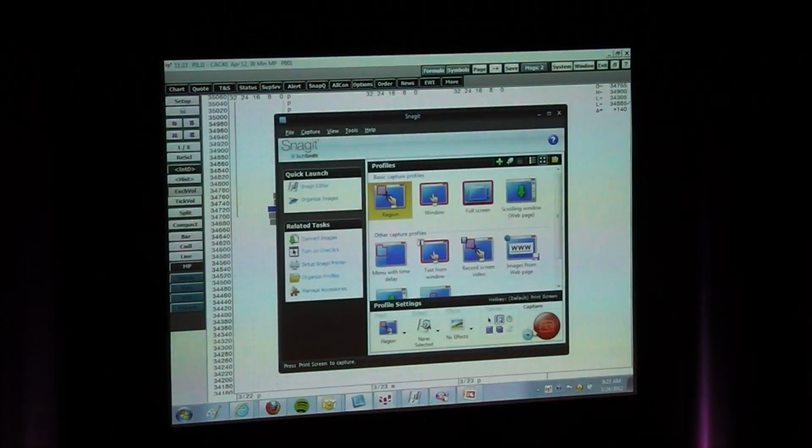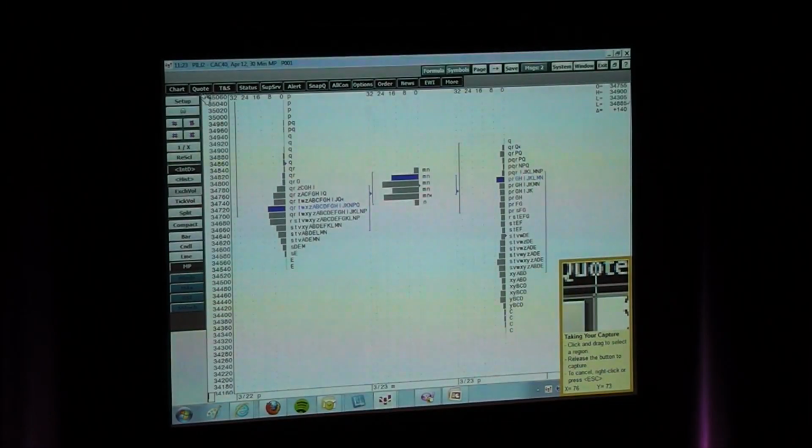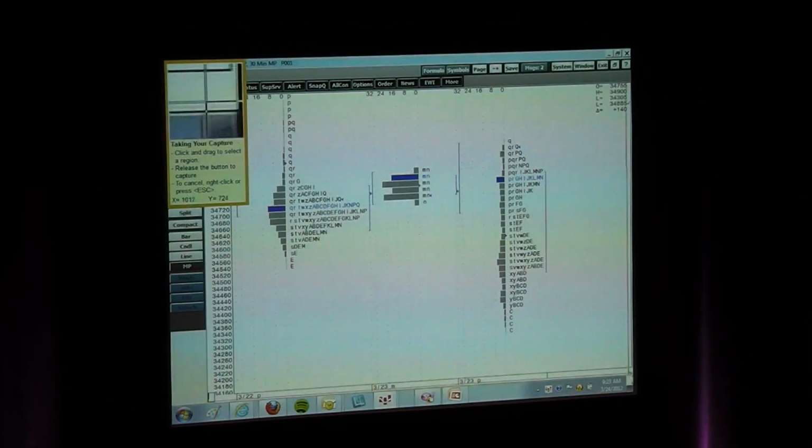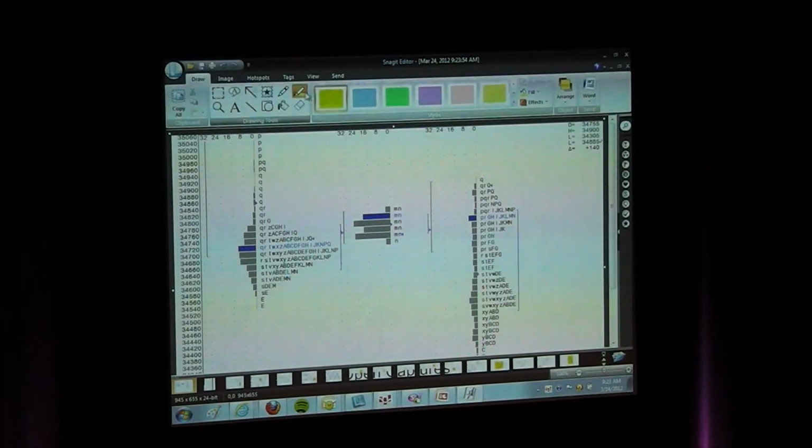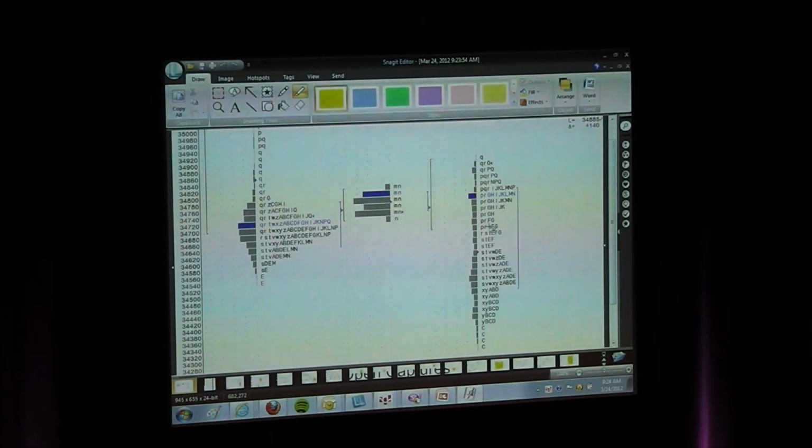Okay. Yes, Snag. I use a tool called Snag, the screen capture program, and I'm going to show you very briefly how I do part of my research. What I do is I capture things and then I put labels on it so I can print it out. What I'm doing right here, and then let's show the upper distribution.